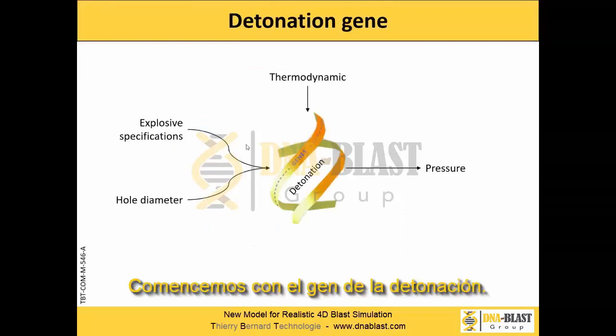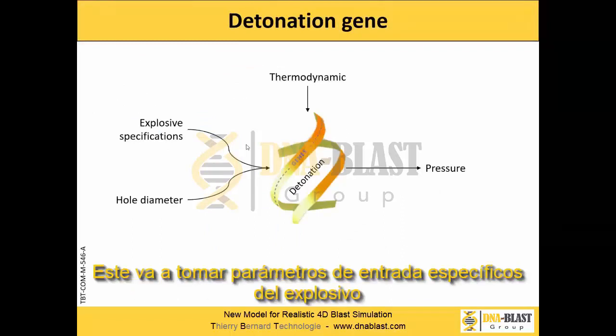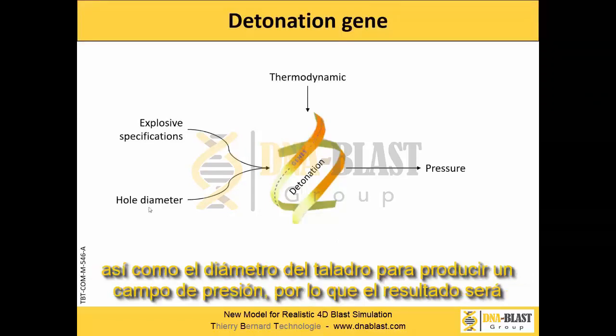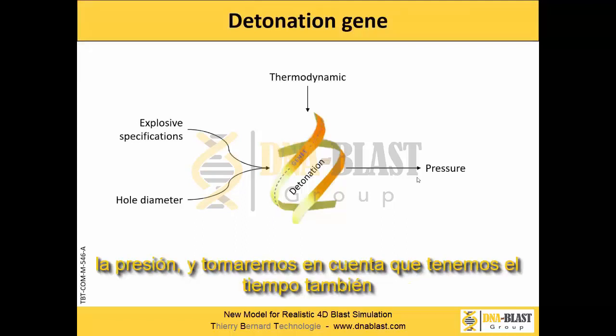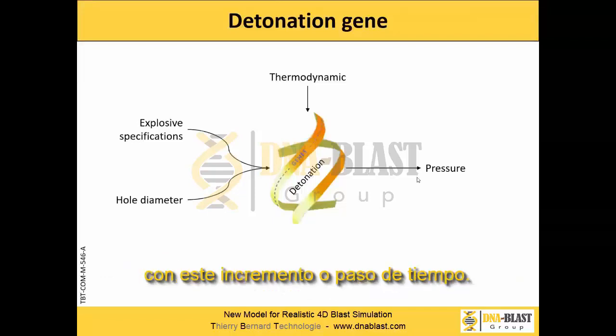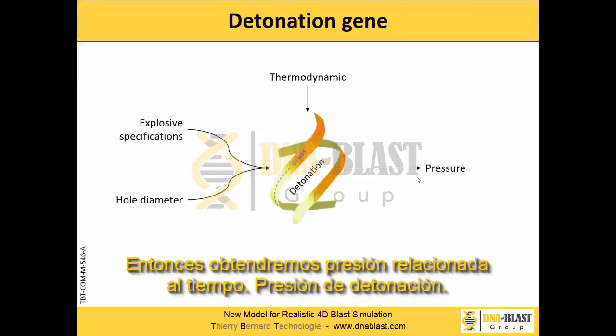Let's start with the detonation gene. This one is going to take as input parameters the explosive specification and basically the borehole diameter, to produce a pressure field. So the output will be the pressure, and keep in mind we've got the time behind, we've got a time increment, a time step, so it's going to be pressure versus time. Detonation pressure.